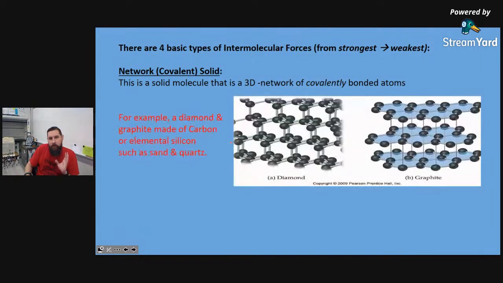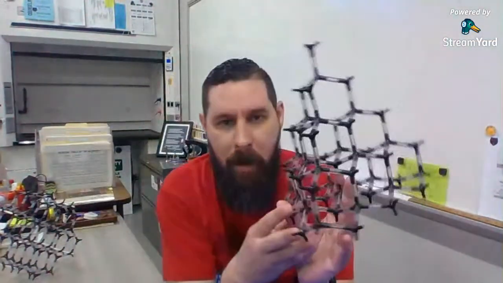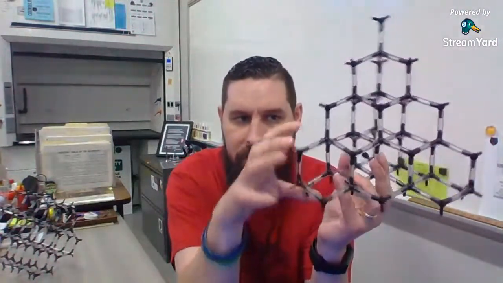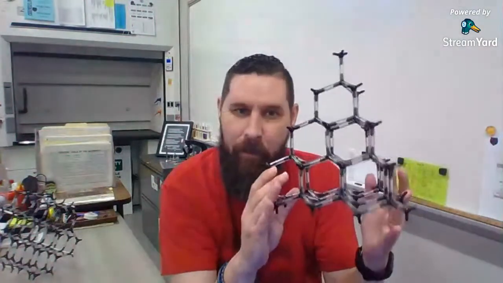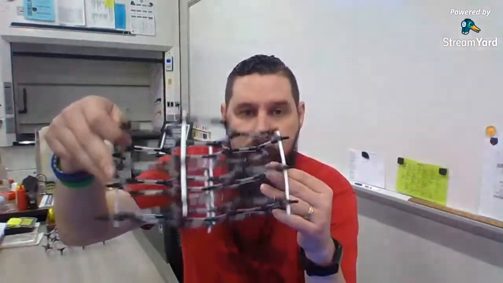A couple of examples: diamond, graphite, sand, or silicon. These are all network covalent solids. Take a look. This is a model of a diamond. It's a three-dimensional repeating structure, and if I remove one segment of this, it doesn't diminish the rest of that molecule. It doesn't diminish that network. So this is a network solid. Same thing when I take a look at graphite. This is the molecular structure of graphite.